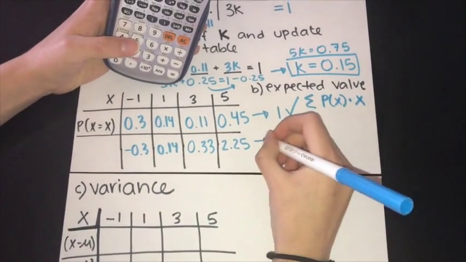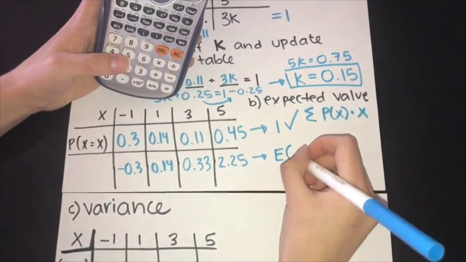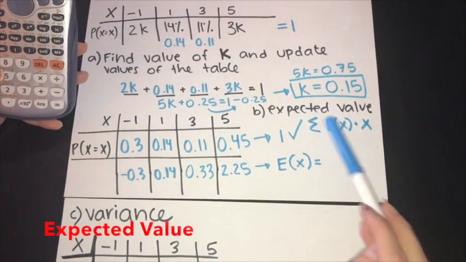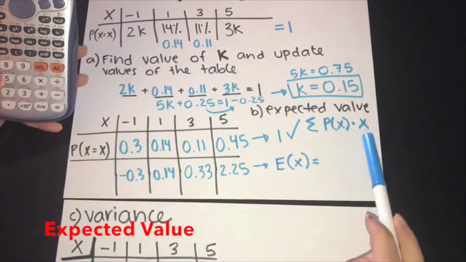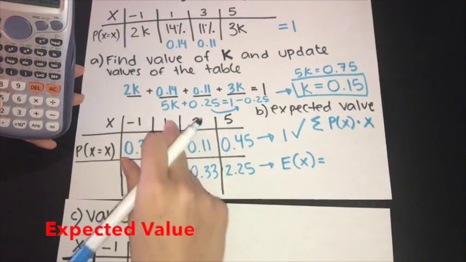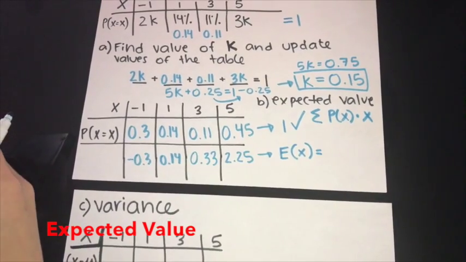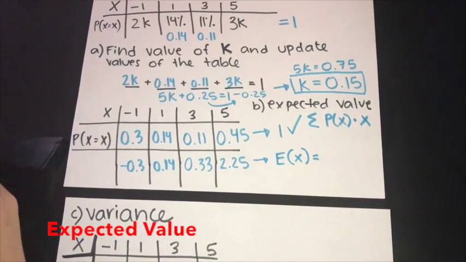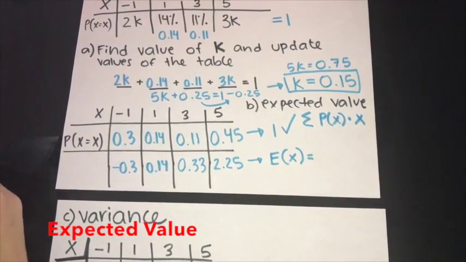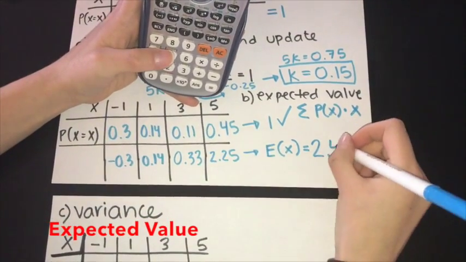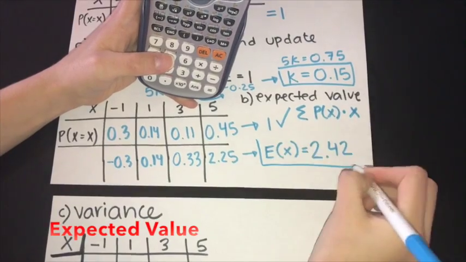So to find the expected value, as mentioned before, we will add up the probability of x times x. We already did the multiplication, so we will add all of these numbers. Negative 0.3 plus 0.14 plus 0.33 plus 2.25. That gives us 2.42. So that's our expected value.